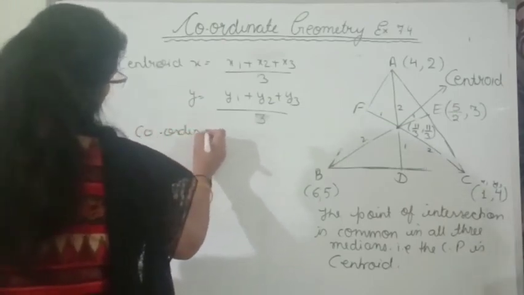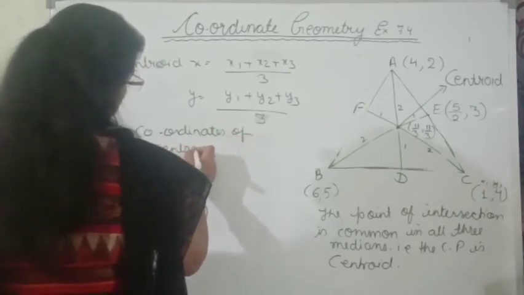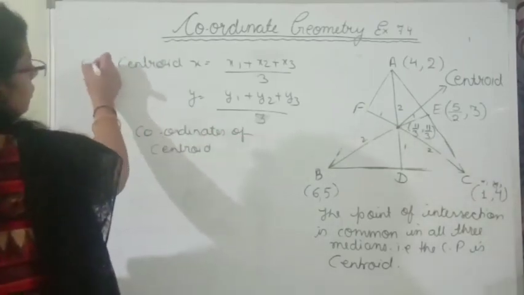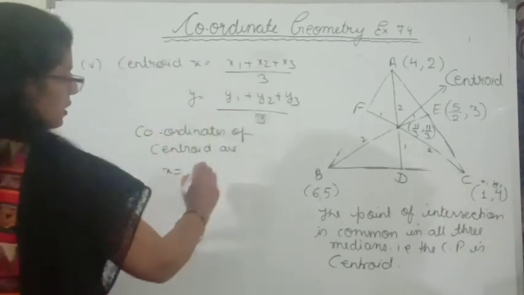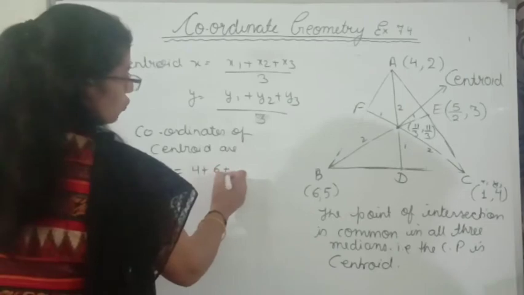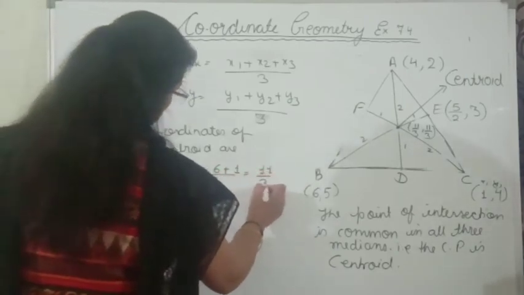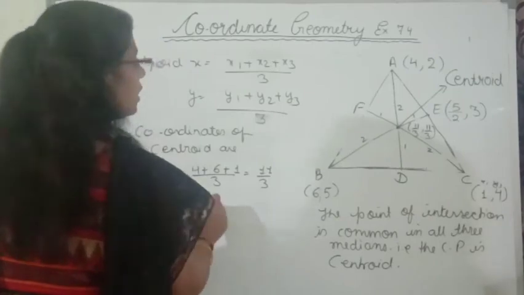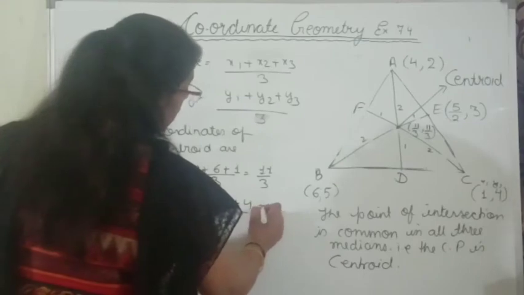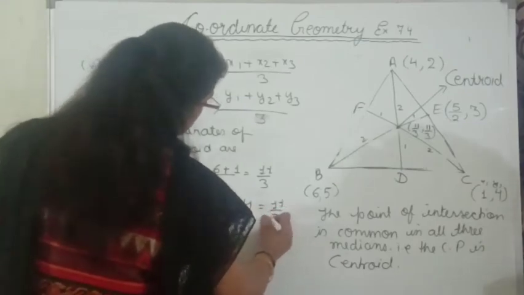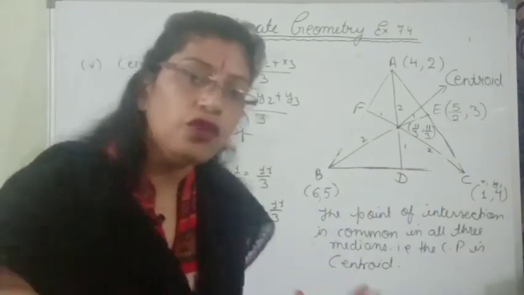Therefore, coordinates of centroid, ठीक है? तो ये fifth part हो गया. The coordinates of centroid are: the x coordinate formula is x1 plus x2 plus x3 divided by 3, that means 11 upon 3. And the same way the y coordinate, 2 plus 5 plus 4 divided by 3, again it will come 11 upon 3. So you got the coordinates of the centroid from here.